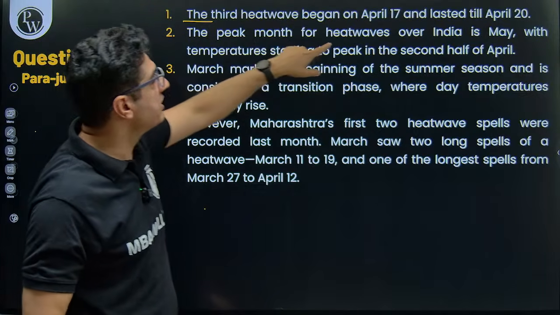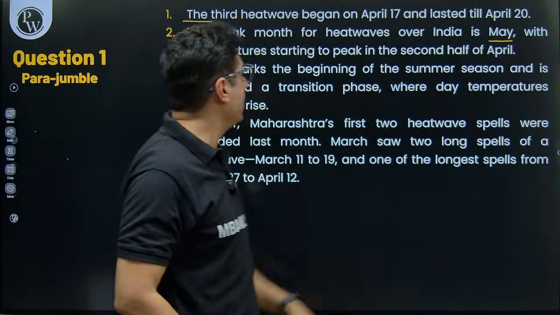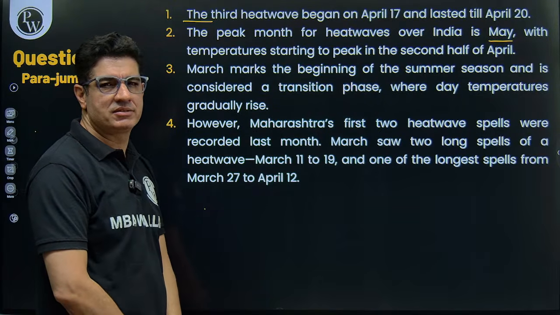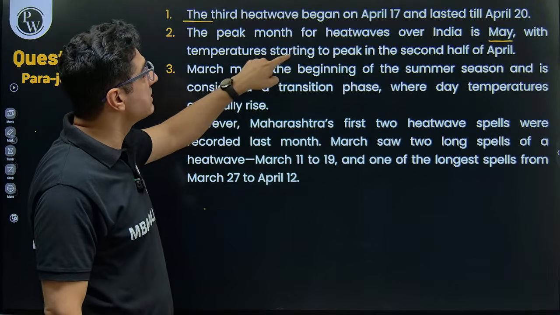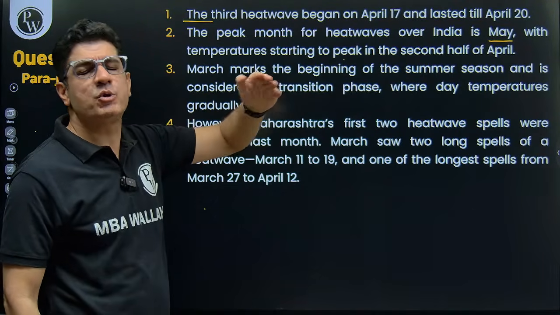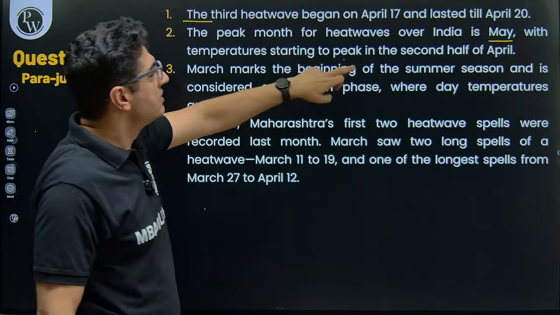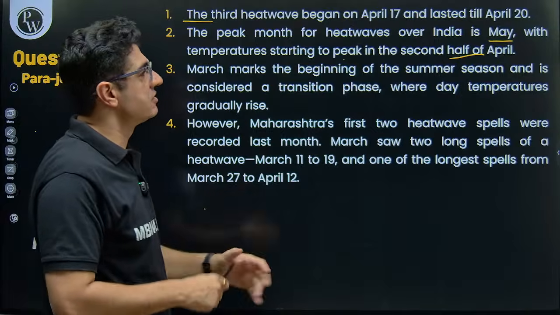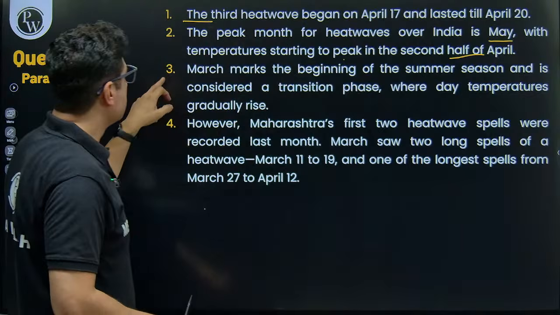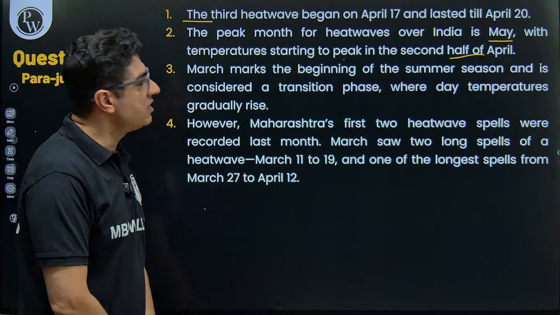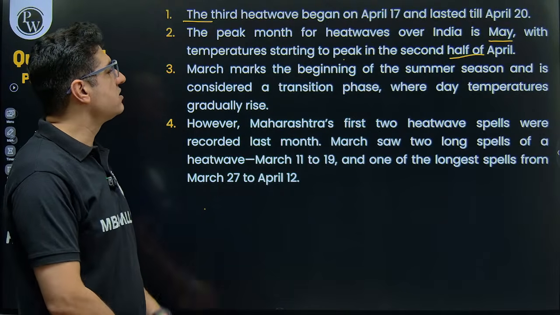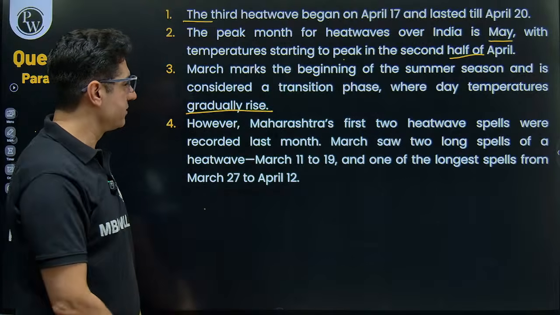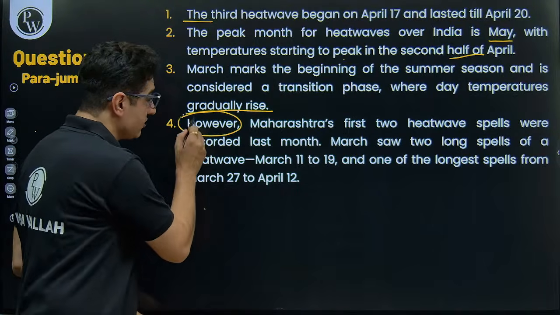The peak month for heat waves over India is May, with temperatures starting to peak in the second half of April. So when do the temperatures start peaking? Peak here would mean reaching the highest point, second half of April. And what is the peak month for heat waves? May. Information. Third, March marks the beginning of the summer season and is considered a transition phase where day temperatures gradually rise. Then fourth, however, that's a clue.